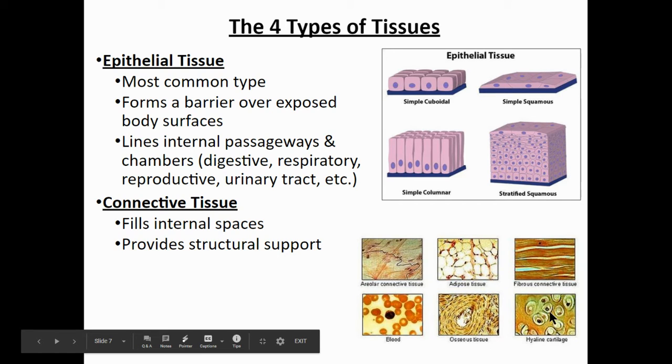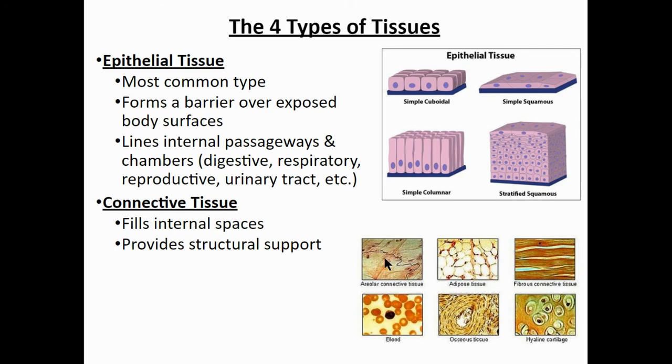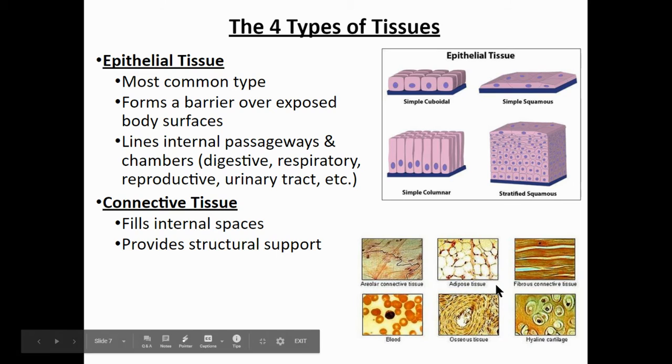cartilage, what your nose and your ear is made out of. There's cartilage, that's a connective tissue. Blood fills your internal space as well. Blood is a connective tissue made up of red blood cells, white blood cells, platelets, things like that. And then we have other types of connective tissue, areolar, adipose. Adipose is a fancy name to say fat layers.